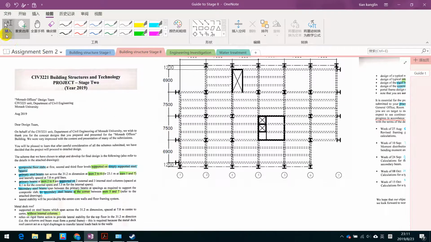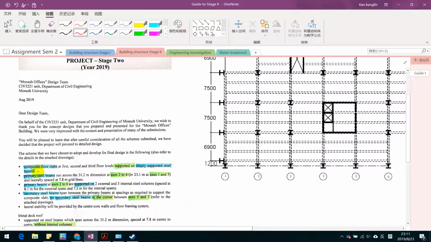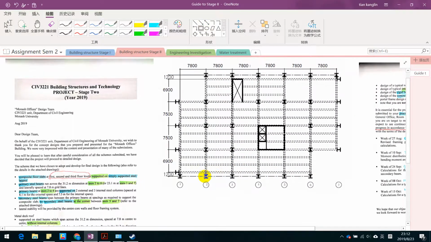So firstly, it talks about the composite floor slabs at first, second, and third floor levels, which does not include the ground level. They're supported on simply supported steel beams, and those beams are primary beams. So these primary beams run across the 31.2 dimension at axis 2 to 6, and that generally tells you about this.